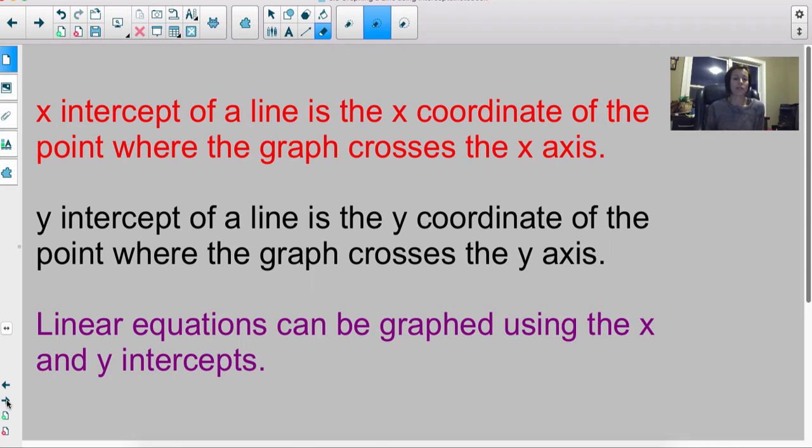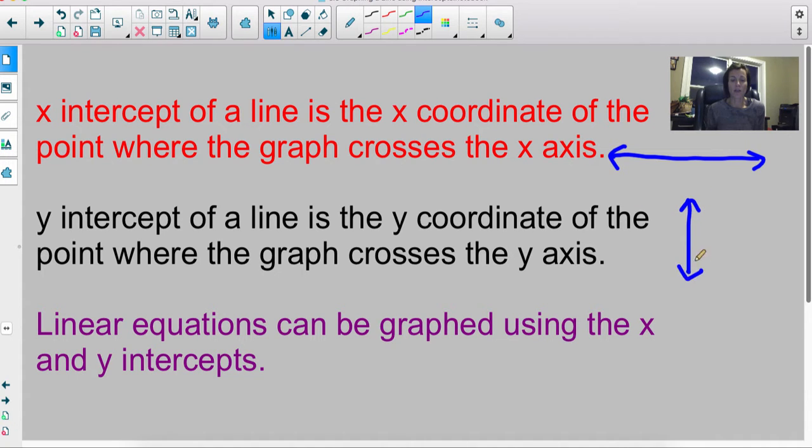All right, so the x-intercept of a line is the x-coordinate of the point where the graph crosses the x-axis, the horizontal x-axis. The y-intercept of a line is the y-coordinate of the point where it crosses the y-axis. So for the x-intercept, you're looking for the point where it crosses the x-axis. So (3, 0), (5, 0), (-2, 0), whatever.